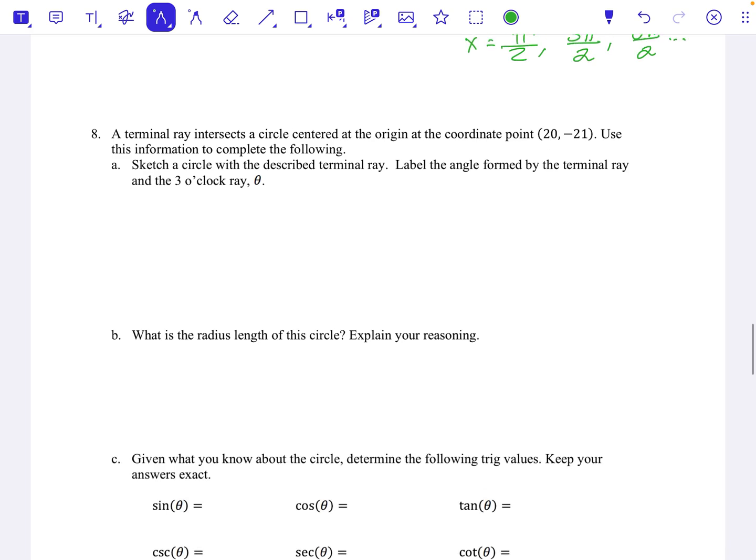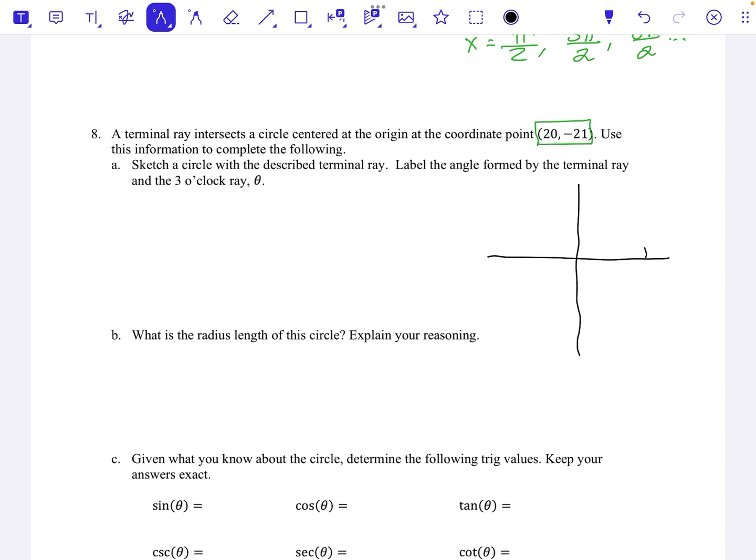So we're given a coordinate point on a circle. This isn't a unit circle, and I know it's not a unit circle because those points are way too big. I'm asked to sketch a circle with a terminal ray that intersects the circle at this particular point. I want to label the angle formed by the terminal ray as theta. Now, in this particular case, I like to do black for the coordinate plane.